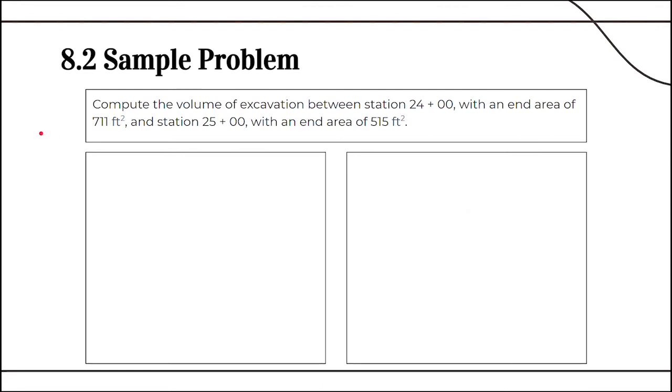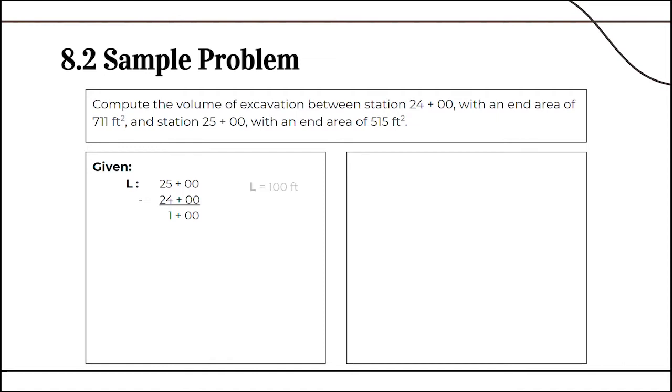To understand more about the average end area method, we have a sample problem here which is asking to compute the volume of excavation between station 24 plus 00 with an end area of 711 square feet and station 25 plus 00 with an end area of 515 square feet. For the given, let us solve first the horizontal distance L, which is equal to the difference between the two stations, so L is equal to 25 plus 00 minus 24 plus 00, which is equal to 1.00.